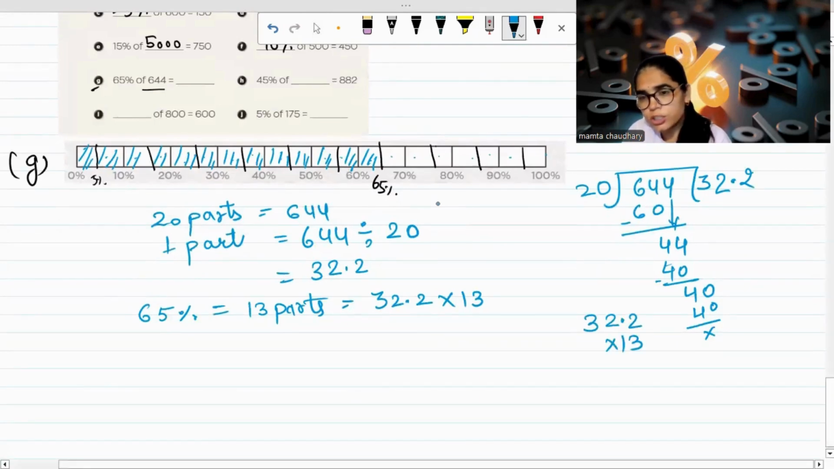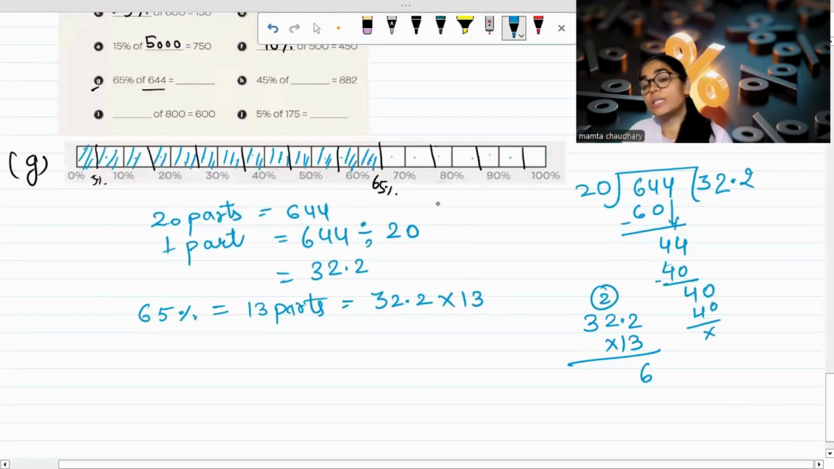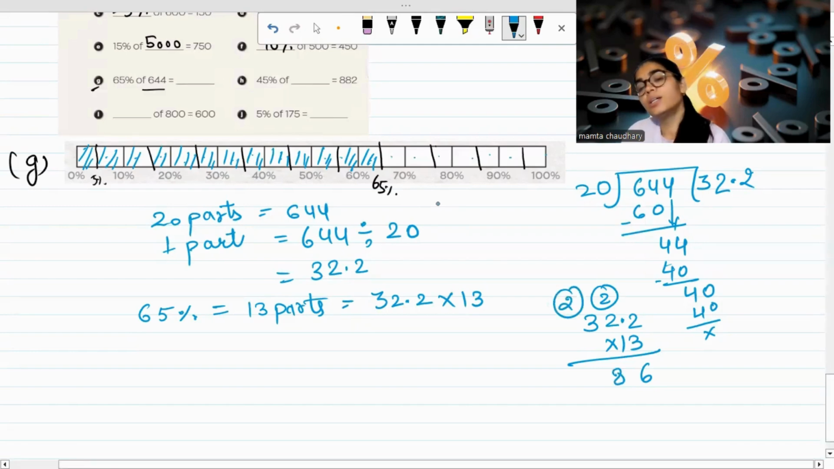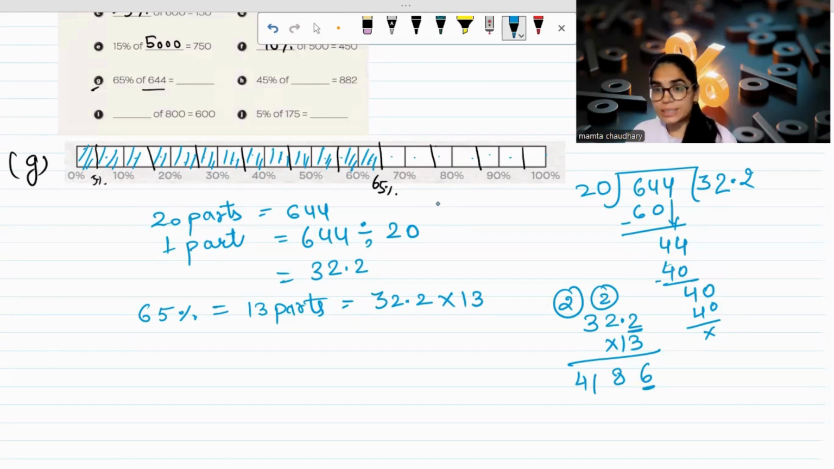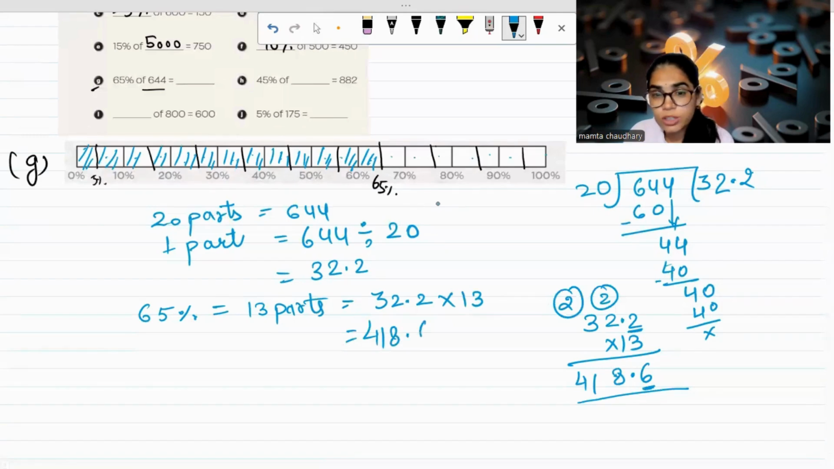32.2 into 13. So just forget the decimal and simply multiply. 13 twos are 26, 6 and carry 2. 13 twos are 26, plus 2, 28, carry 2. 13 threes are 39, plus 2, 41. Now, here you have one decimal place, so we'll keep one decimal place, and the decimal will come here. So what we got? 418.6.